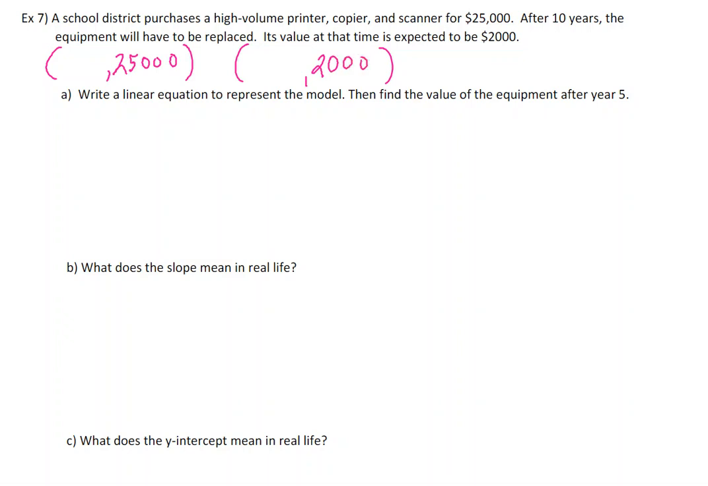And you'll notice there that I'm making that the Y value. So the Y coordinate is going to represent the money or the value of the printer. The reason why I made that the Y value is because that is dependent upon what that X value is, and that X value is going to be time. And in this case, they're giving us the time in years, and we know that when it's brand new, 0 years have passed. And then as we move on, the rest of the problem tells us after 10 years, the value is $2,000.